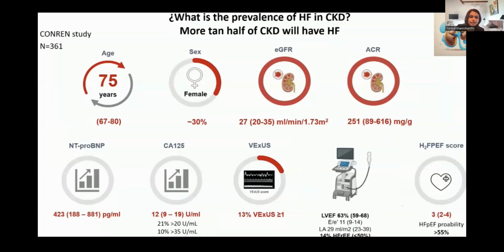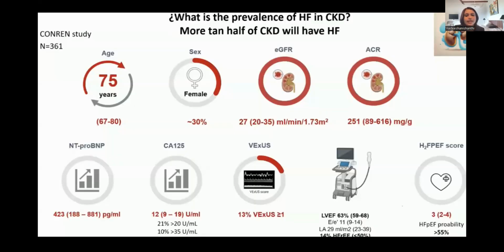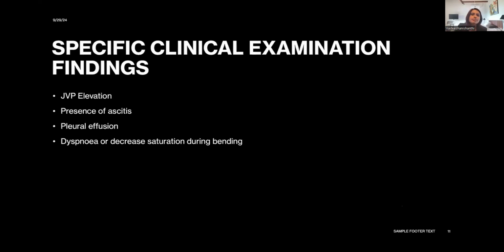So how do we diagnose this heart failure with preserved ejection fraction? The ideal thing, as clinicians, we are all clinicians, so bedside clinical examination is very, very important. JVP elevation, the presence of ascites, presence of pleural effusion, and there's a specific clinical sign: dyspnea or decreased saturation during bending. That is very specific for heart failure. We call it bendopnea, right?